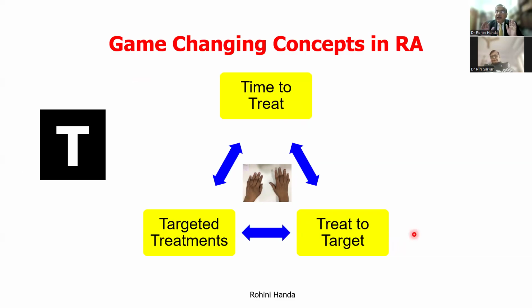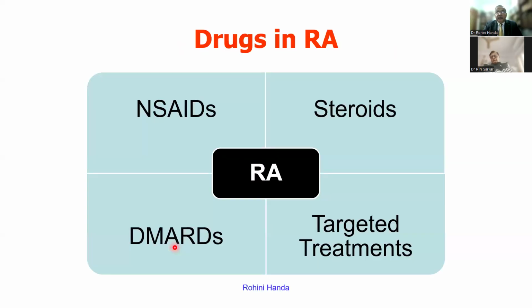Treat to target is that subjective impressions have given way to objective measurements. You have indices to measure disease activity, and primarily, rheumatology is not high tech, it is high touch. You count the number of joints and you get a swollen joint count, a tender joint count. You put it into a matrix, you get an index which is called a clinical disease activity index. And that's how you measure disease activity. And the targeted treatments include the biologicals and the JAK inhibitors.